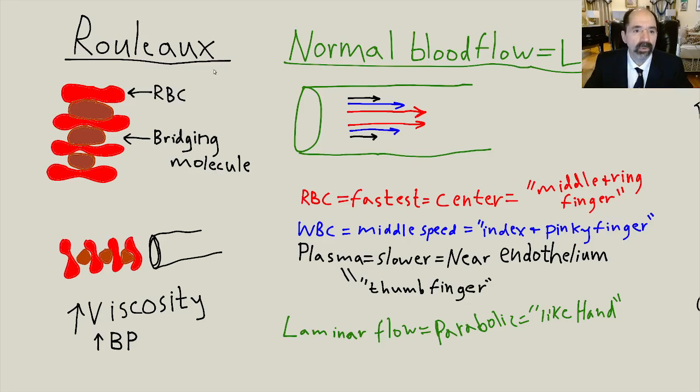Okay, so now here we're going to see a rouleau formation. Rouleau is a French word for stack of coins, and what happens is you've got the red blood cell, then you've got the bridging molecule, RBC, bridging molecule, RBC, bridging molecule.